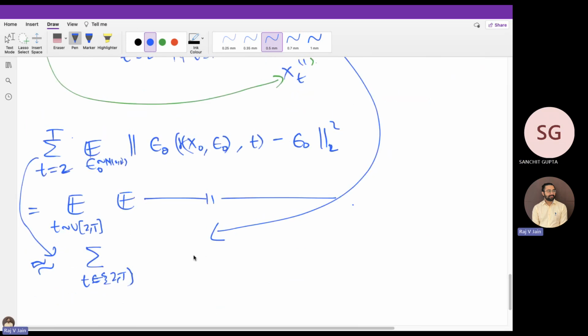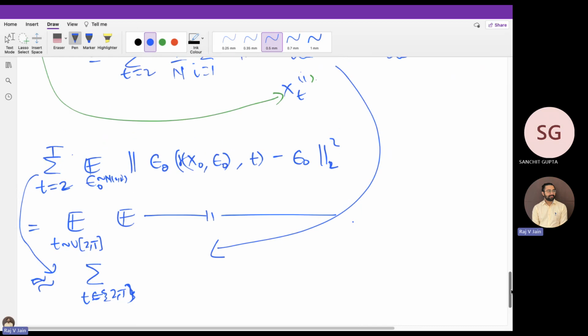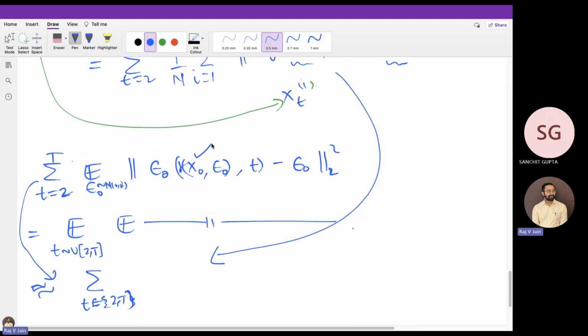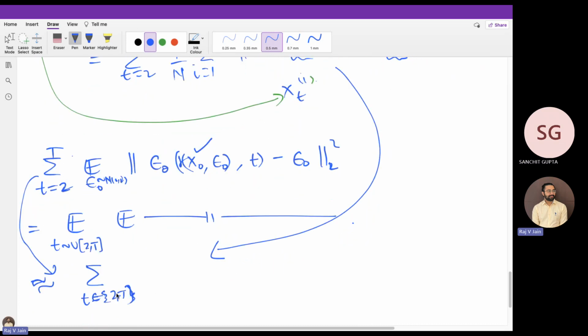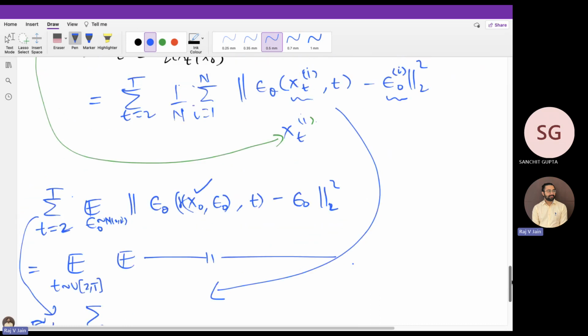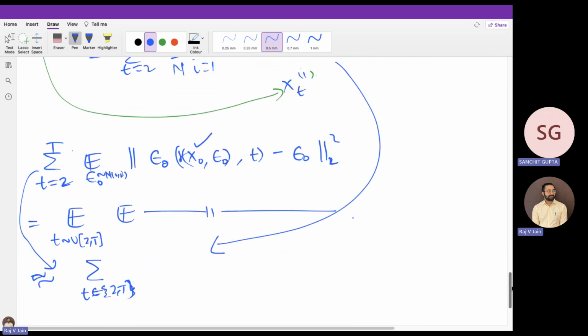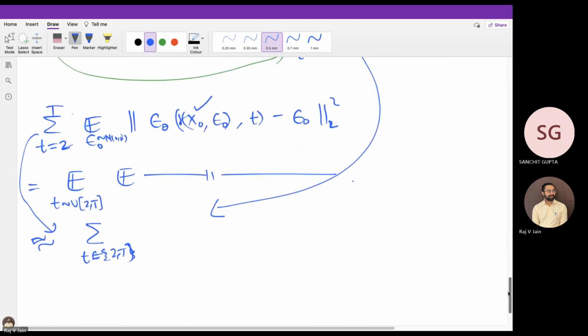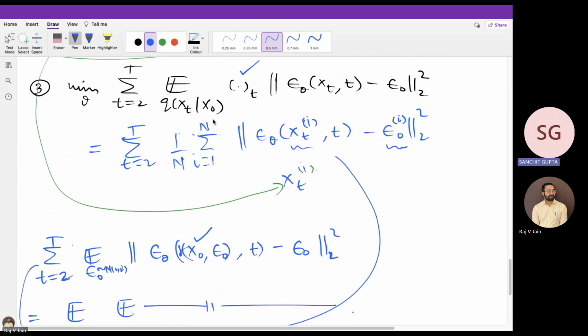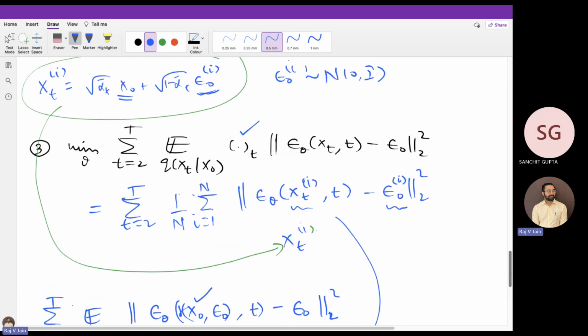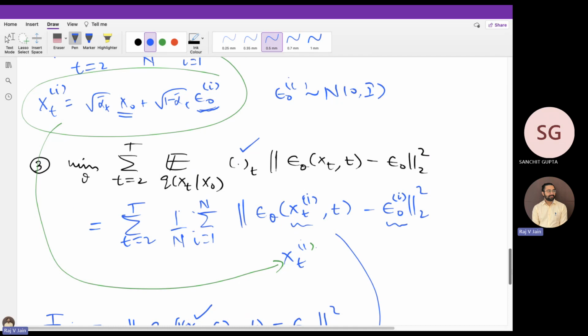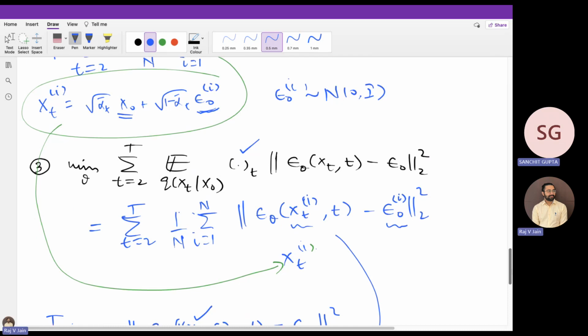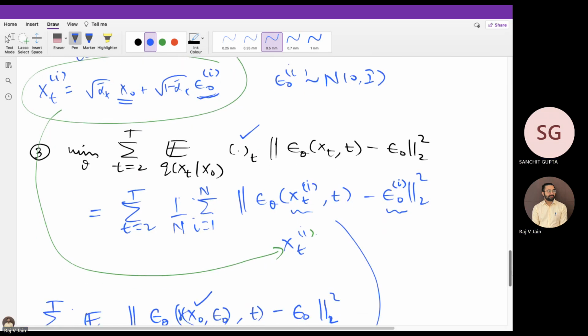Now this was done because running from 2 to capital T is a very expensive process. It needs to happen for every X naught in the batch, and T generally goes to thousands, so this becomes very computationally challenging. So what they do is they just sample some t in the initial part itself, and then they run the values for those samples. What is the typical value of n in these cases? Oh, actually, I'm not sure. I'll have to check. It must be maybe hundreds.